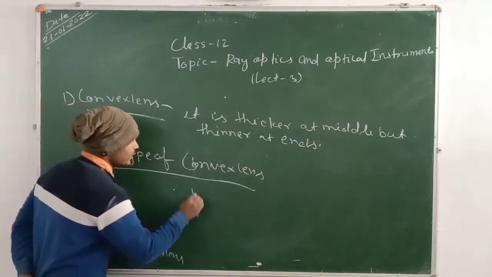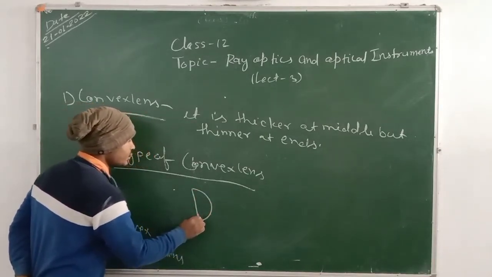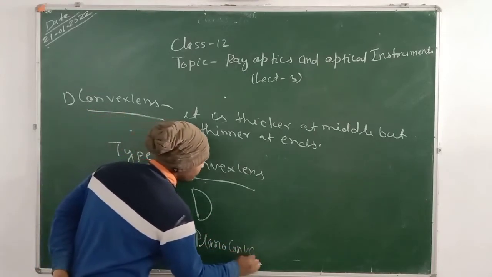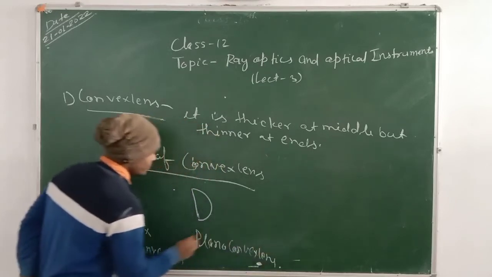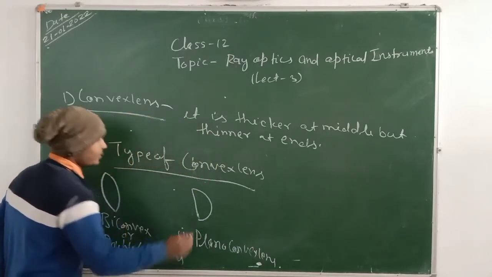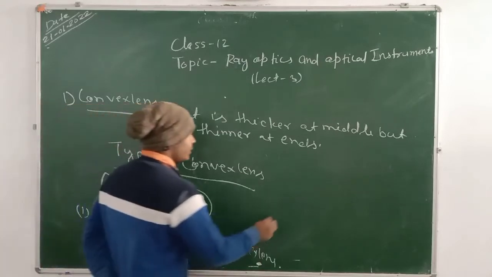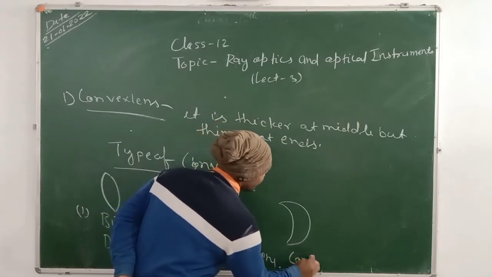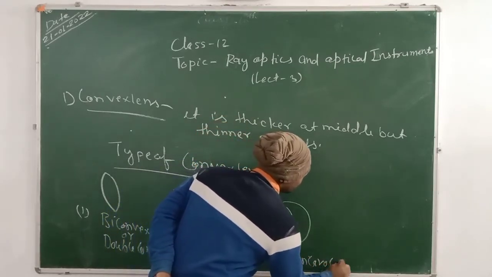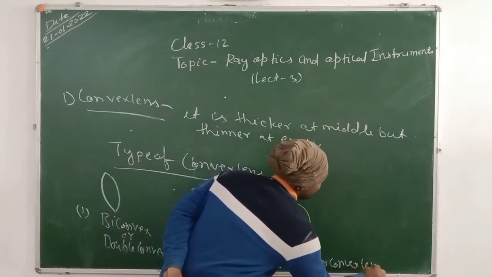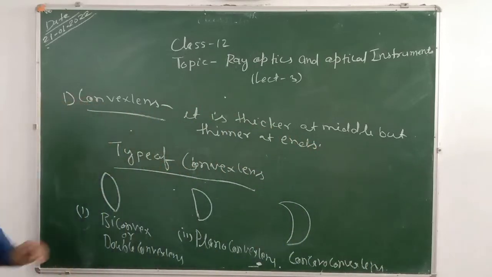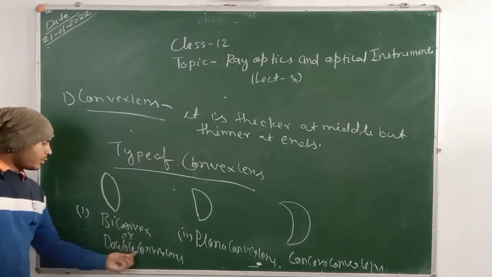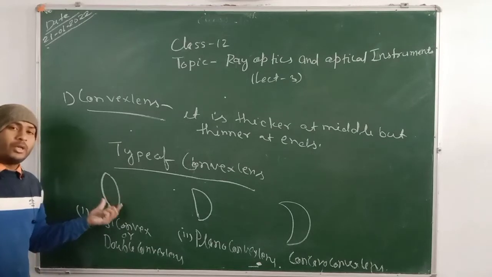Second one is the plano-convex lens. So it is your second type of convex lens. And the third one is the concavo-convex lens. Understand? In the first case, both the surfaces are convex. So it is known as the biconvex or double convex. Both the surfaces are spherical we are seeing.